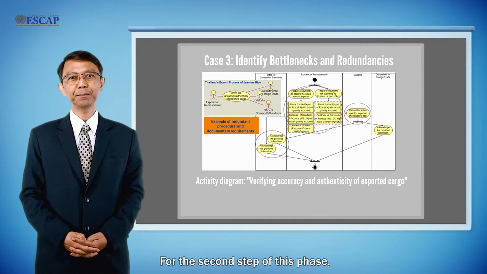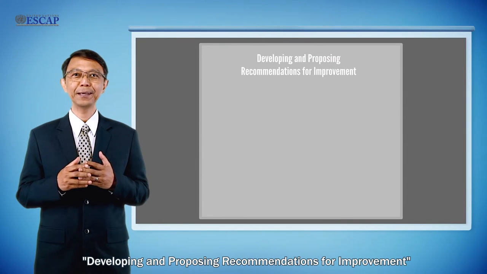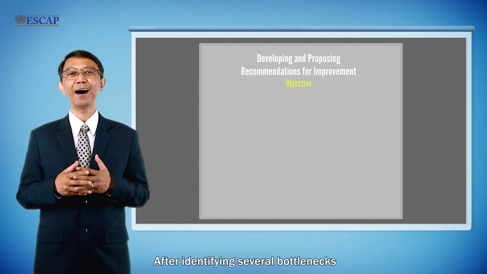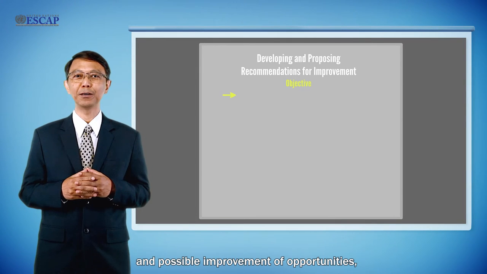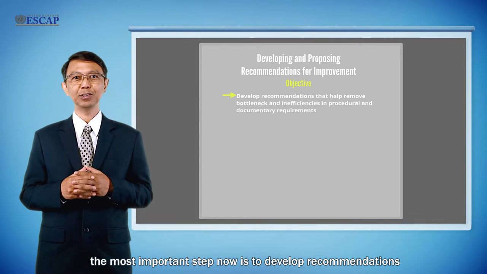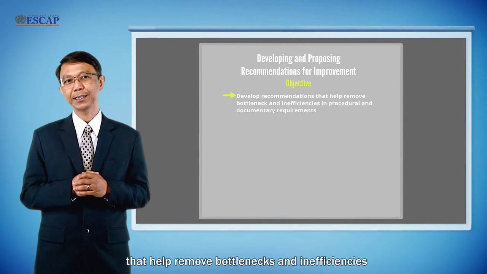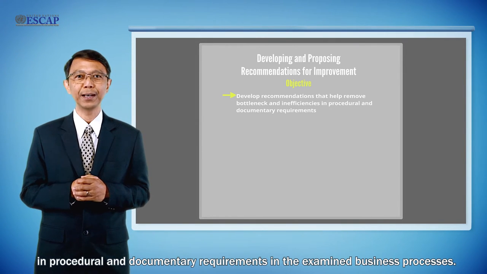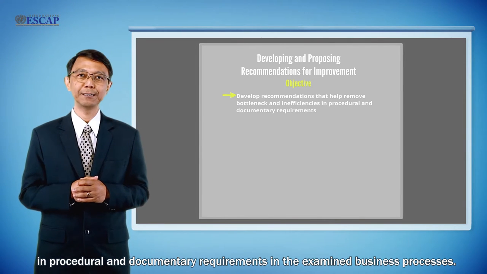For the second step of this phase, let us discuss developing and proposing recommendations for improvement. After identifying several bottlenecks and possible improvement opportunities, the most important step now is to develop recommendations that help remove bottlenecks and inefficiencies in procedural and documentary requirements in the examined business processes.